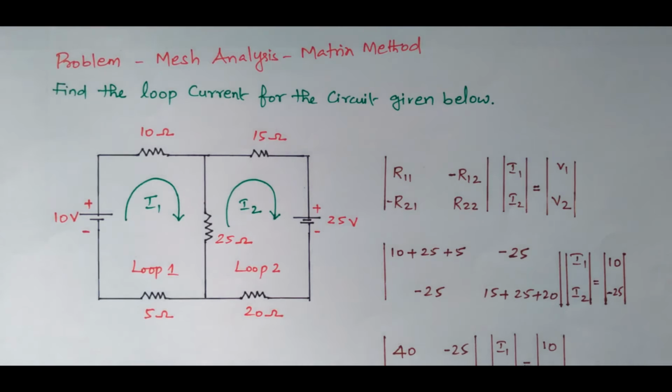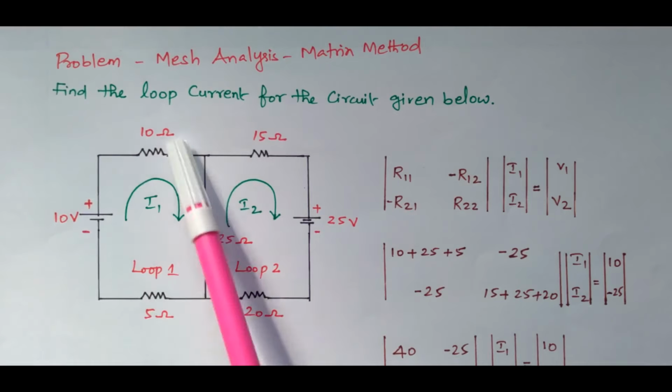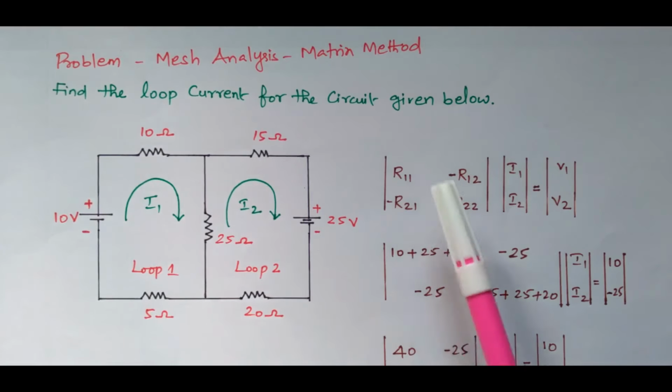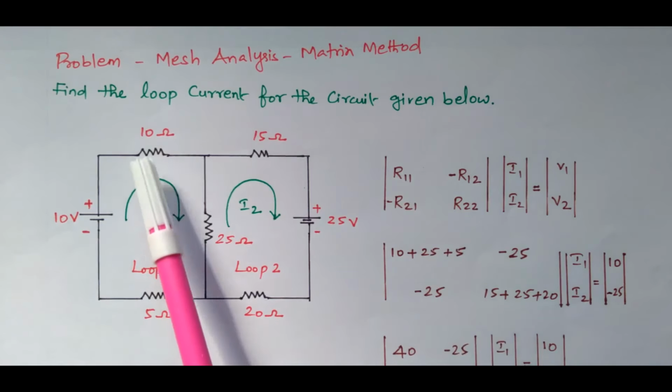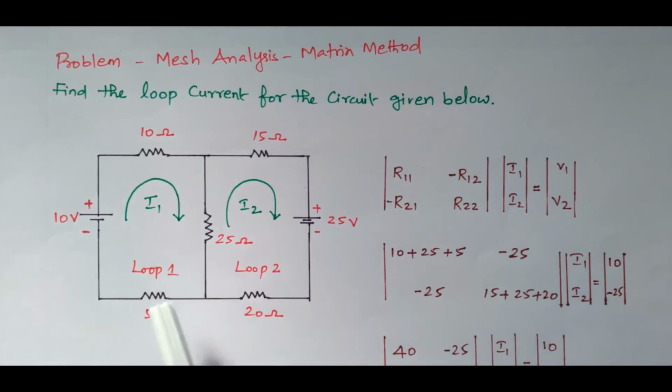The link is available. So what is R11? R11 is nothing but the total resistance of the first loop. In loop 1, what are the resistors available? 10 ohm, 25 ohm and 5 ohm. So the sum of these three is R11, the sum of resistors in loop 1: 10 plus 25 plus 5.